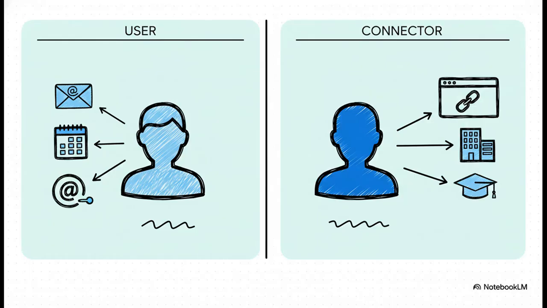So let's just put them side by side to make it super clear. A user, that's your active teammate, contributing all that deep, juicy data. A connector, that's a passive profile, just adding public data. You absolutely need both of these to build a complete picture of your network's true potential.